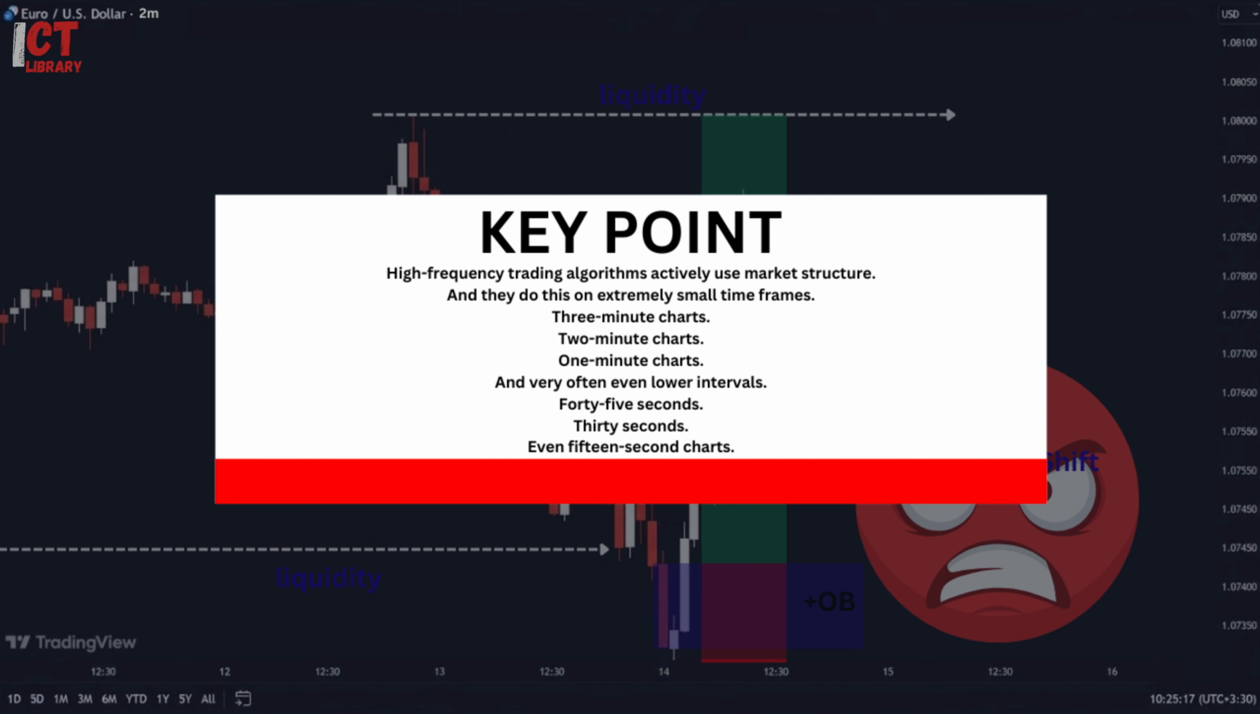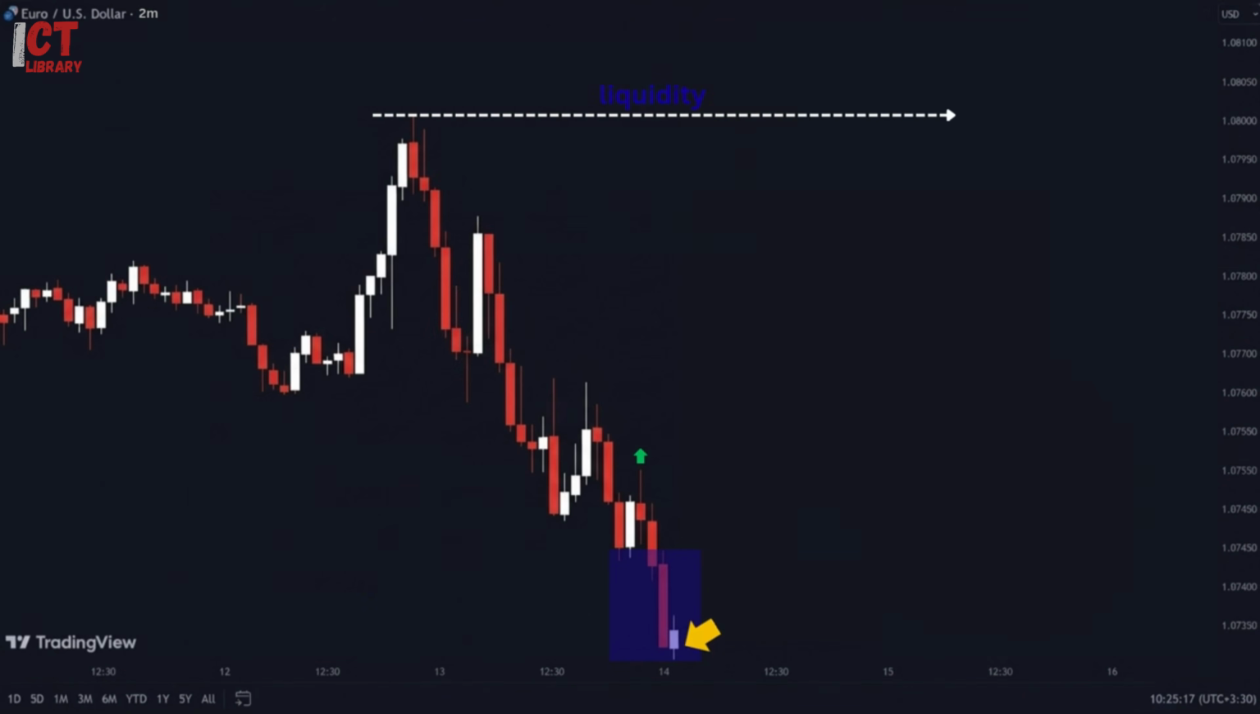So what are these algorithms actually doing? Here's the challenge I want to give you. Go back into your charts and study this behavior for yourself. Because once you know what to look for, you will start seeing these signatures every single day. And this becomes important later in the video. If high-frequency algorithms are operating continuously in the market, then their footprints must appear in price action. And they do.